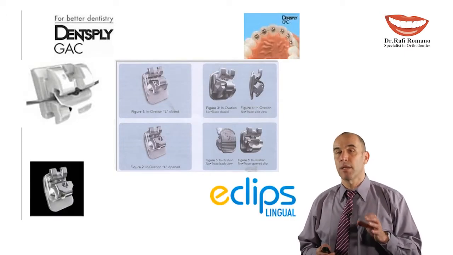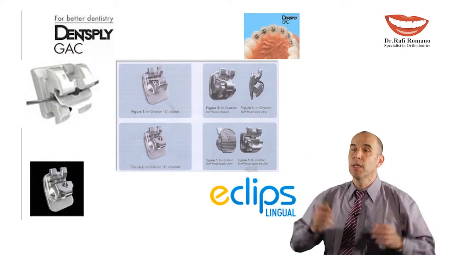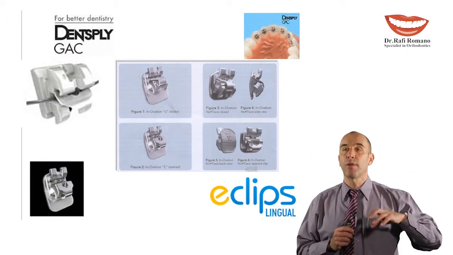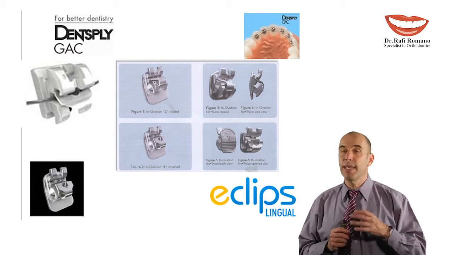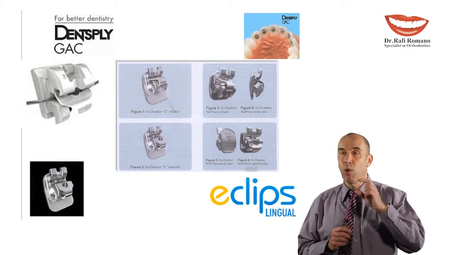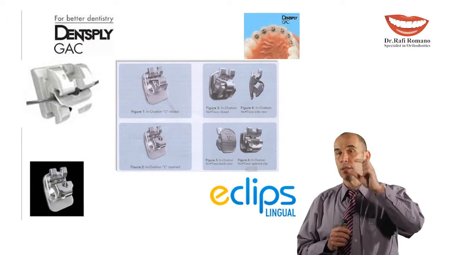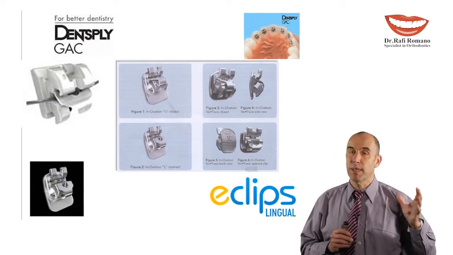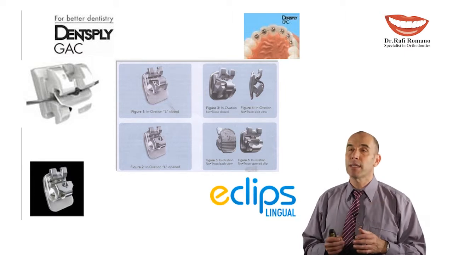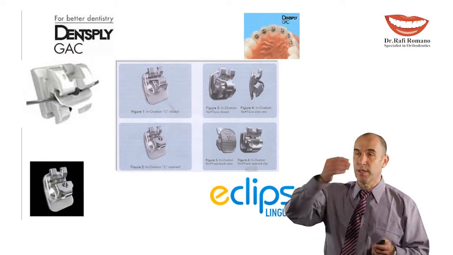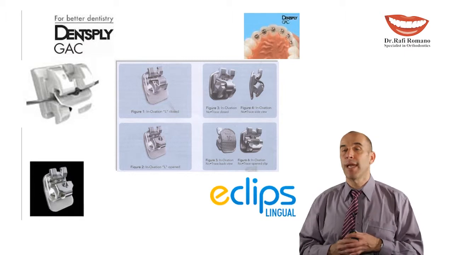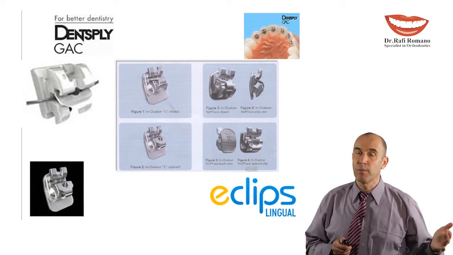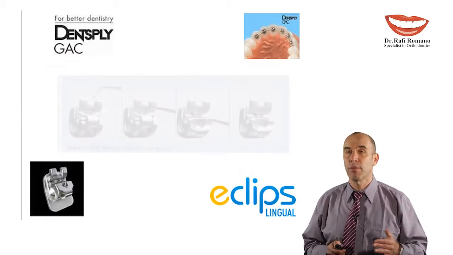Another bracket, 2D concept, is by GAC. It was previously called the MTM. Today they call it Eclipse. And this is a small self-ligating bracket. You can open it. It's very, very similar to the Innovation, but smaller, and has less torque value, and therefore it's more flat, and very, very nicely used for small teeth movement, MTM, minor teeth movement.